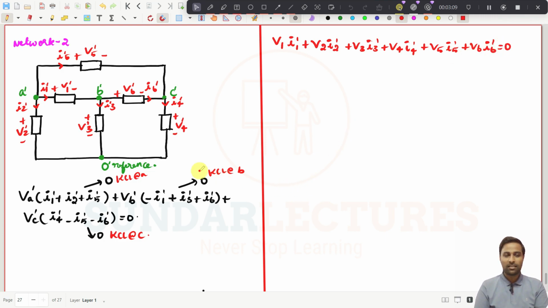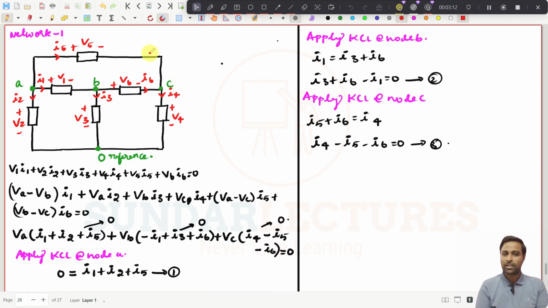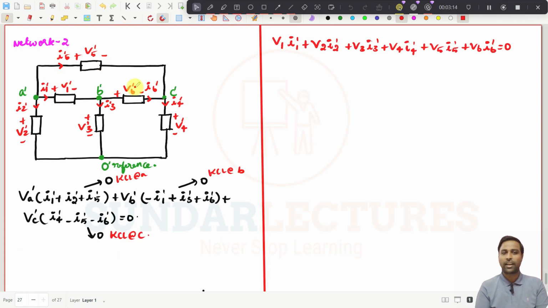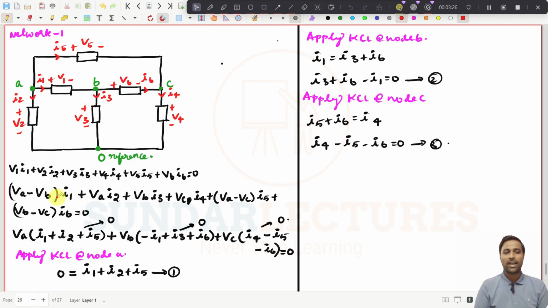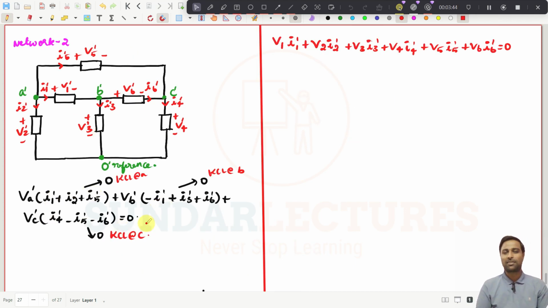Why is this happening? Since both topologies are the same, network 1 topology and network 2 topology are the same, then KCL at every node will be 0. See, I1 dashed plus I2 dashed plus I5 dashed should be equal to 0, and here also I1 plus I2 plus I5 should be equal to 0. And that is what Tellegen's theorem explains to us. So if you multiply voltage in this network, current in that network, both are 0, right? Anyhow, we have proved that this term is also 0, this term is also 0.